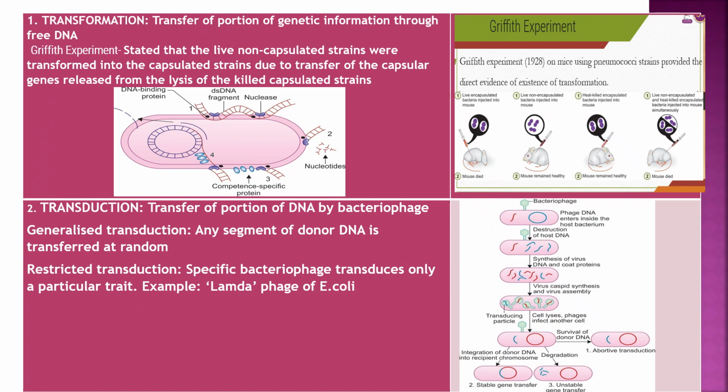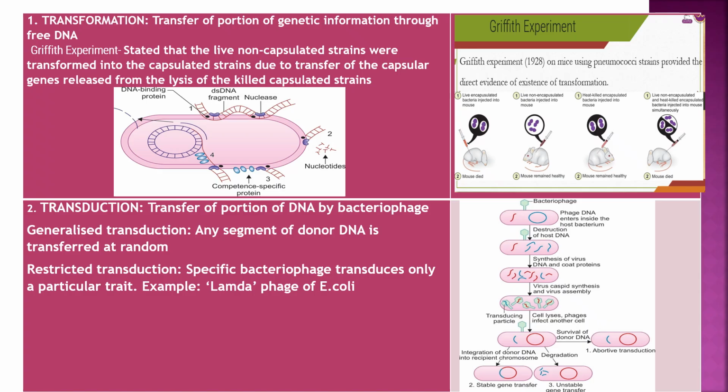The first type of gene transfer is transformation. It is the transfer of a portion of genetic information through free DNA. In the Griffith experiment, it was stated that live non-capsulated strains were transformed into capsulated strains due to transfer of capsular genes released from lysis of the killed capsulated strains.